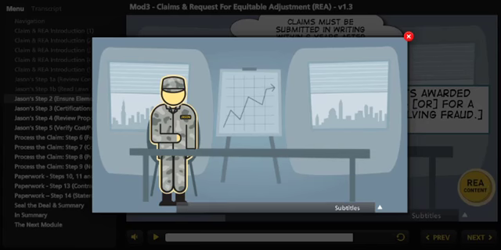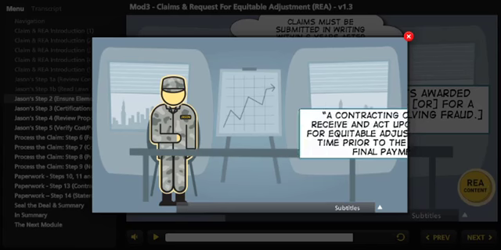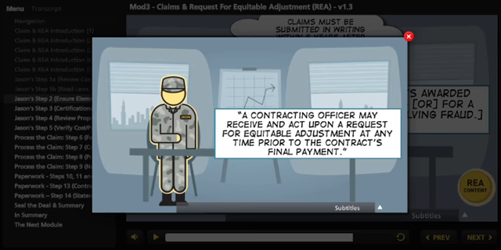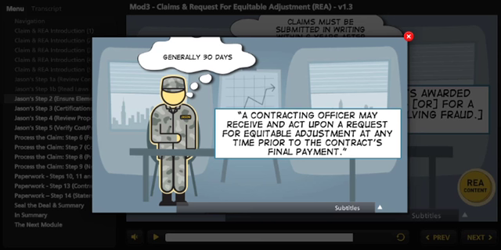The various changes clauses require a contractor to assert their right to an equitable adjustment within a certain number of days. The number of days is specified in the clause itself. But if the facts justify the action, a contracting officer may receive and act upon a request for equitable adjustment at any time prior to the contract's final payment.